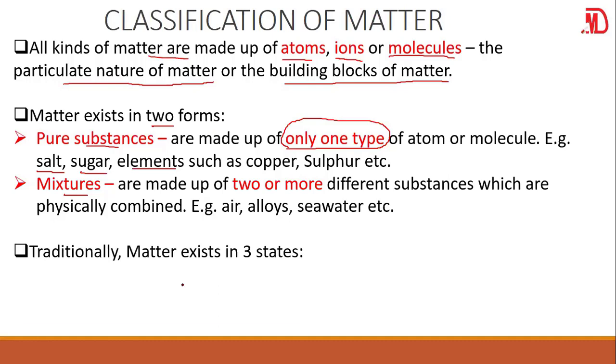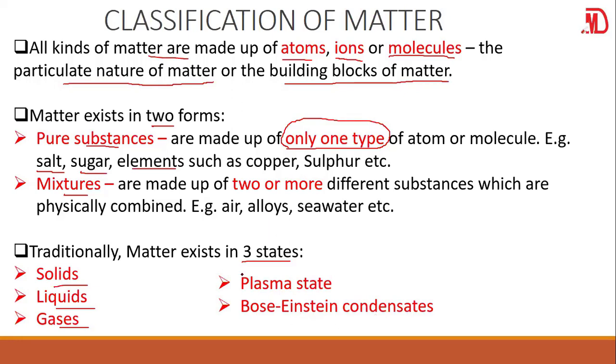However, matter exists in three states. What are they? We have the solids, the liquids, and the gases. However, there are other states of matter, and these are the plasma state and the Bose-Einstein condensate. But this is not at your level, so don't confuse yourself with these states of matter. I'm just saying it for you to know that there are other states of matter. But basically, at your level, you need to know solids, liquids, and gases. In my next slide, I'll be talking about the differences between solids, liquids, and gases. All right. So let's move on to that.